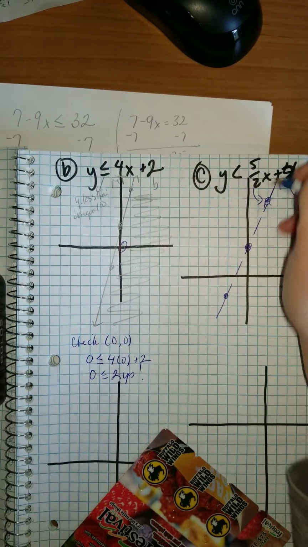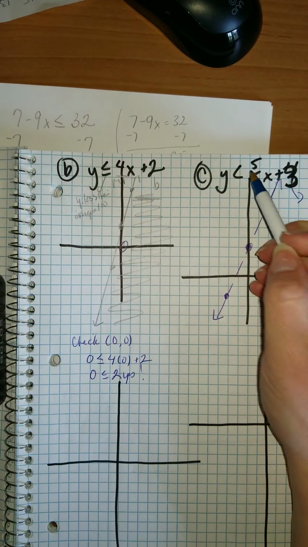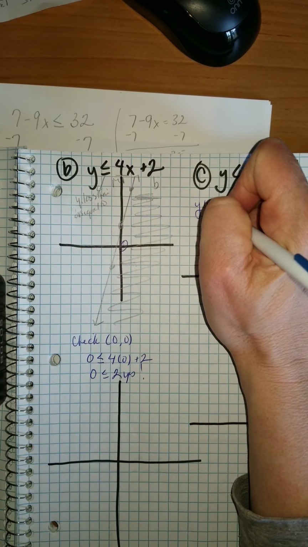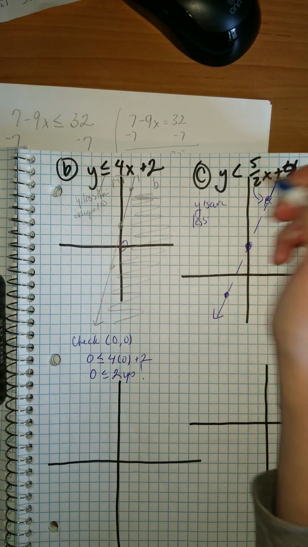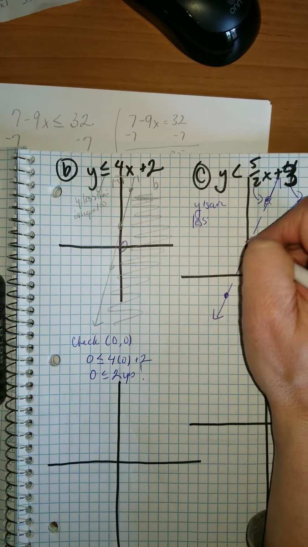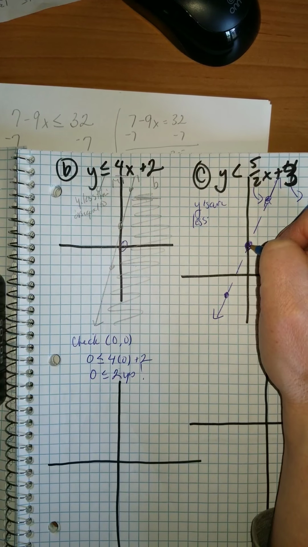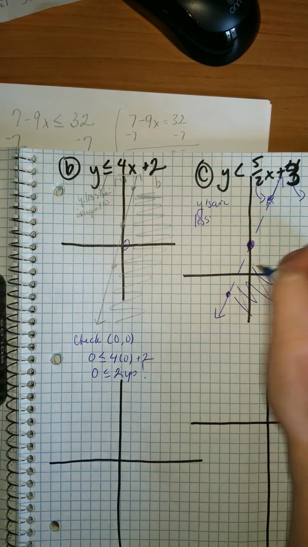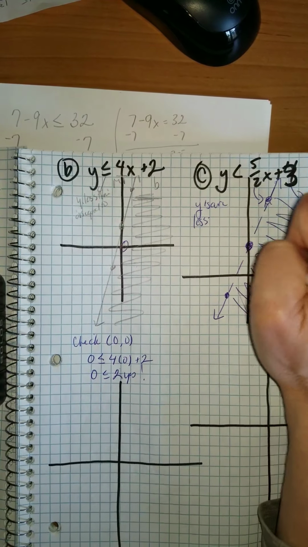All right. Then, where am I going to shade? Since it's an inequality, I have to shade. My y's are less than. So, where are my y's less? This is where my y's are separated. I have y's above and below. Which ones are less? Below. So, everything on this side should be a solution.